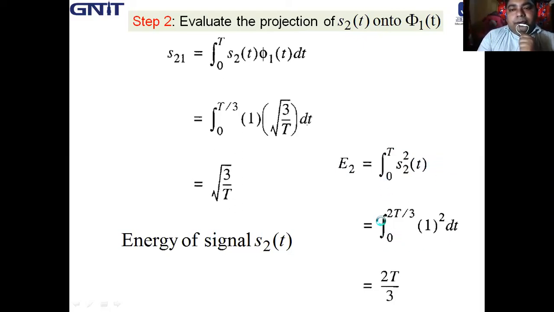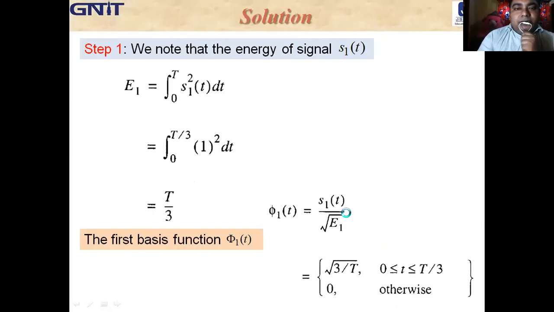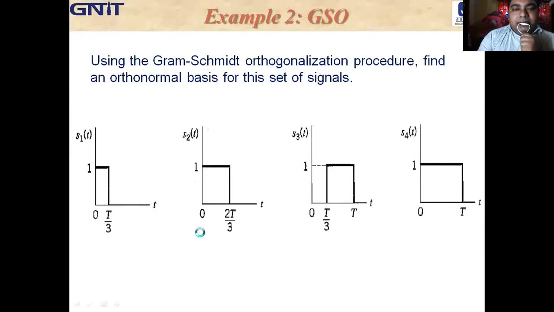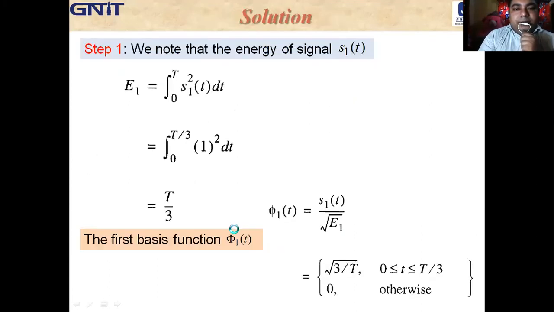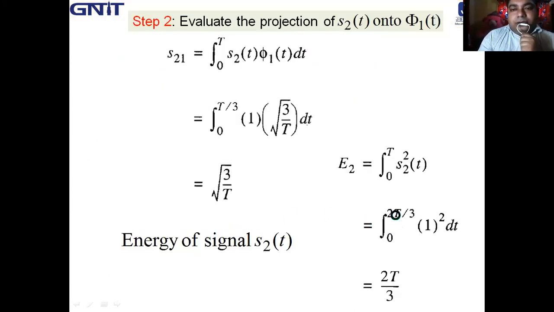So the limit for the signal S2(t) is 0 to 2T by 3. So the integral from 0 to 2T by 3 of the amplitude square, that is 1 square dt. So the energy of signal S2(t), E2, is 2T by 3.